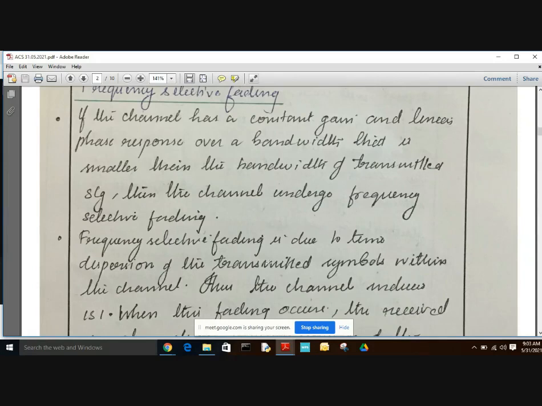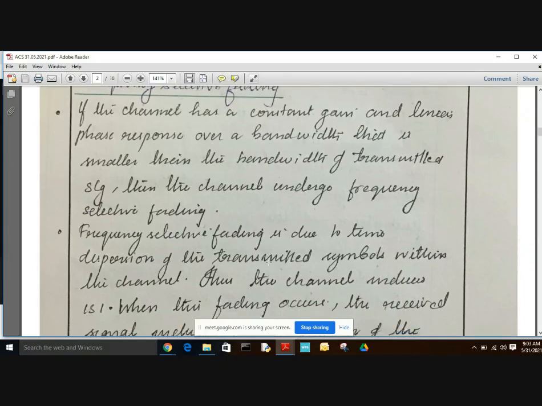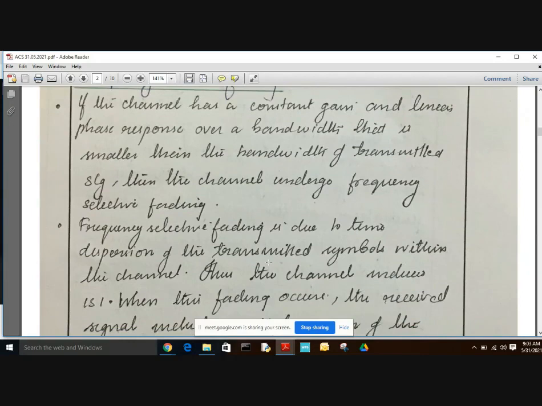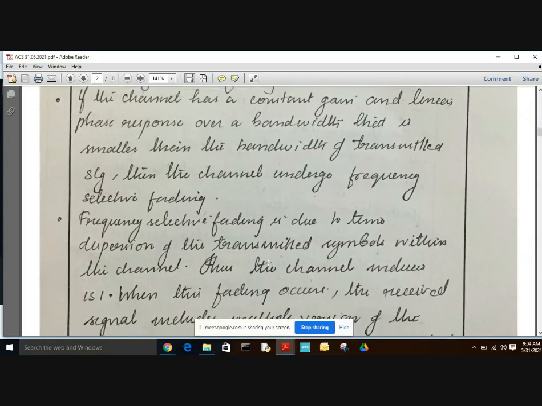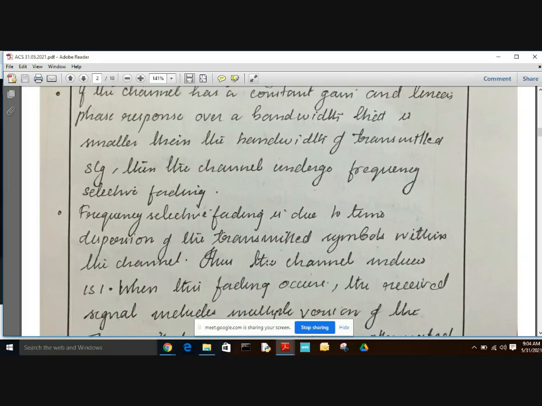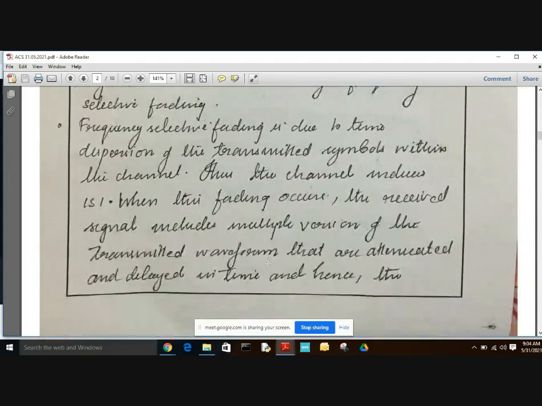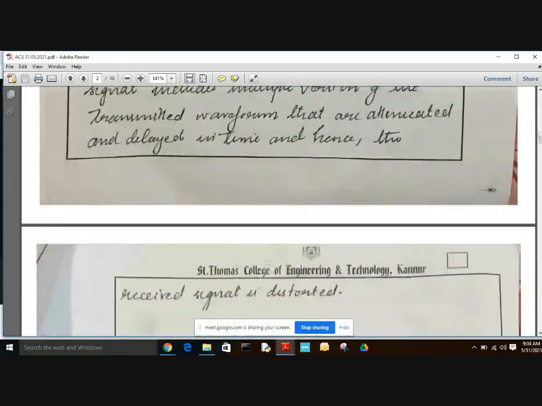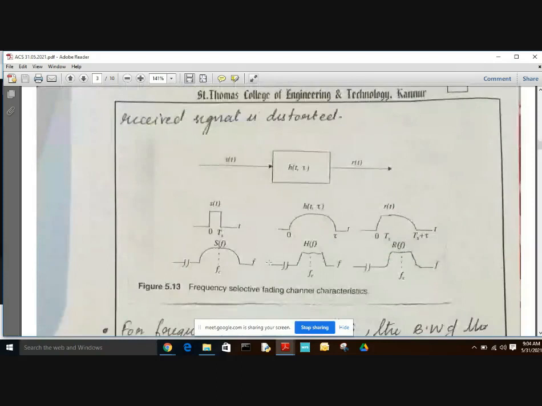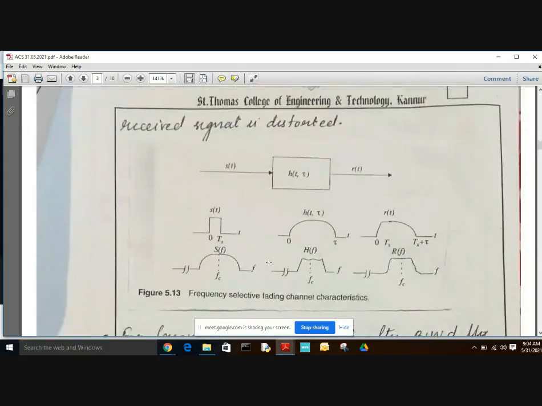So this frequency selective fading is due to the time dispersion of the transmitted symbol within the channel. Thus the channel induces ISI, that is inter symbol interference, in frequency selective fading. When the frequency selective fading occurs, the received signal includes multiple versions of the transmitted waveform that are attenuated and delayed in time, and hence the received signal is distorted. This figure shows the frequency selective fading.